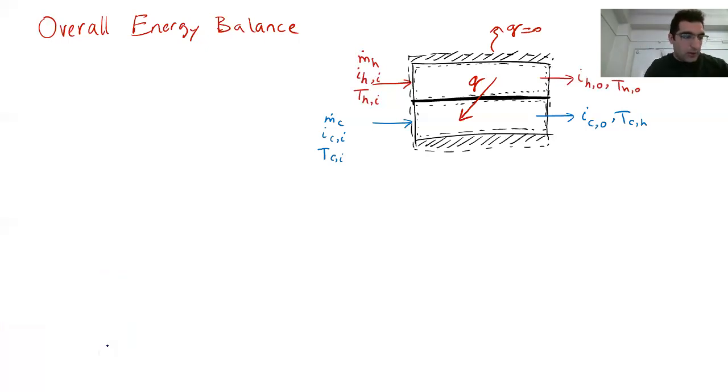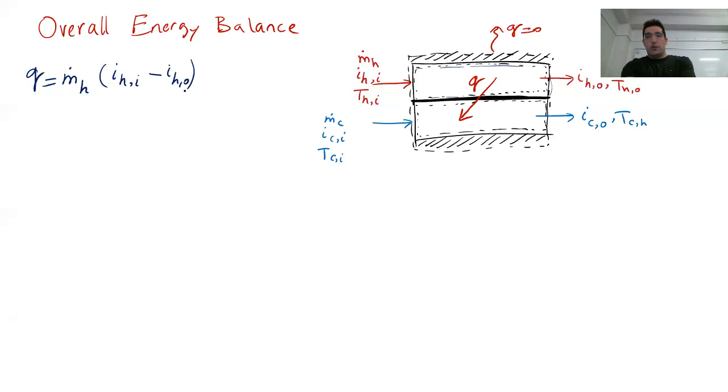Now, if I'm gonna go ahead and write the energy balance across the top region only that I showed, I can say Q is equal to mass flow rate of the hot fluid times enthalpy change of the hot fluid, i sub h in minus i sub h out. So typically we show enthalpy with H in thermodynamics, but in this case, to avoid confusion between convection heat transfer coefficient and enthalpy, we're showing it with lowercase i as enthalpy.